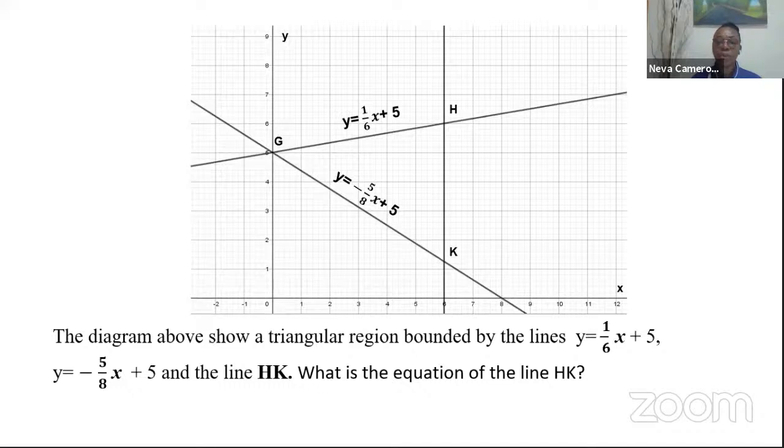Can you give me an equation for the line HK? HK is x equals 6. All right, anybody else agreeing with her? Brittany, can you tell us why you have labeled the line HK to be x equals 6? Other persons are agreeing with her, Faith and Camille.